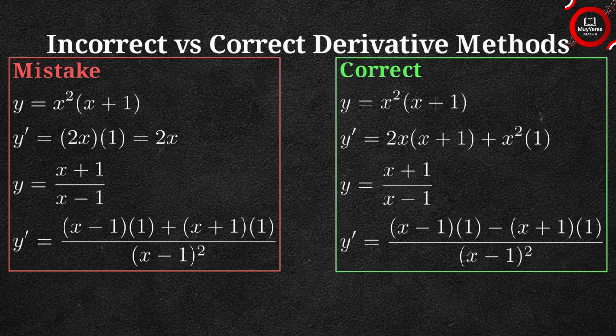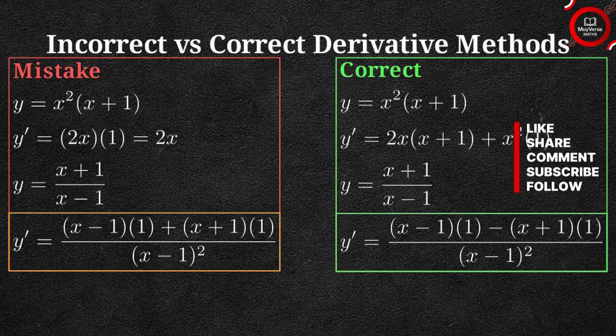First example, do not multiply derivatives directly for a product. You must apply the full product rule. Second example, the quotient rule. The numerator should be the bottom times the derivative of the top minus the top times the derivative of the bottom. On the left, the sign is incorrect. It is a plus. On the right, the sign is a minus. Let's highlight the sign error.